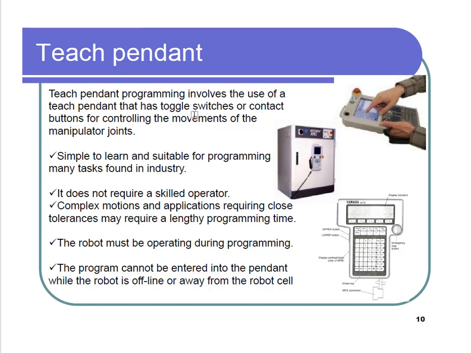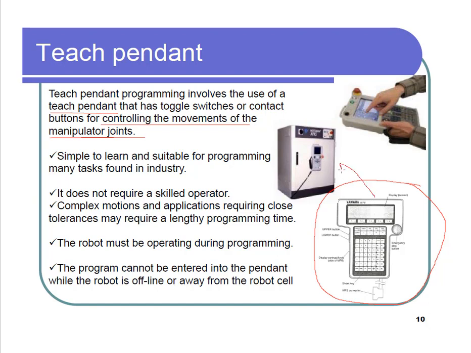The second method of teaching or programming a robot is by using a teach pendant. Teach pendant programming involves the use of a teach pendant that has toggle switches or contact buttons for controlling the movement of the manipulator. The shape of the teach pendant is as shown in this right-hand side diagram. With this teach pendant, the user is able to input the programming of the movement of the robot, and it is connected directly to the robot controller. So this is how you can do it.